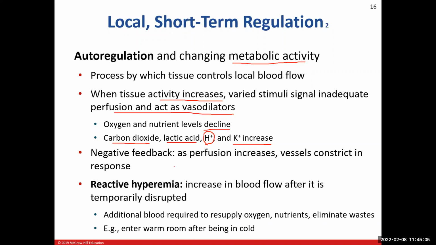So again, we're basing this on that negative feedback. As our perfusion starts to increase, then we'll see the blood vessels in that area start to constrict. Now there's a term here, because we're talking about autoregulation, called reactive hyperemia. When we're talking about hyperemia, we're talking about increased blood flow. So reactive hyperemia, and you may have seen this before, is when you get an increased amount of blood flow to an area in which the blood flow to that area was halted or temporarily disrupted.